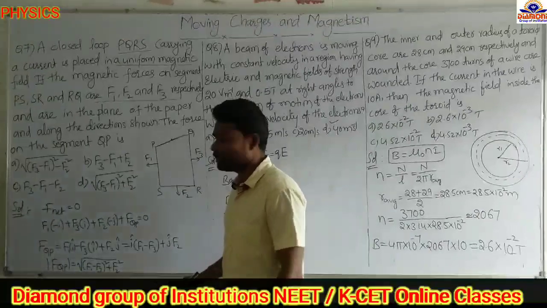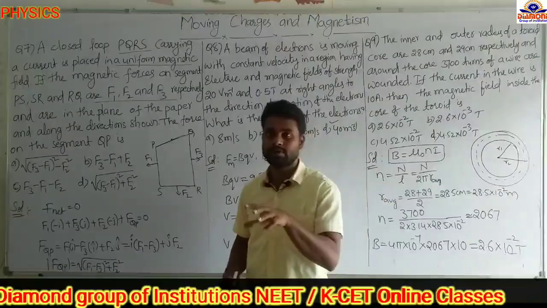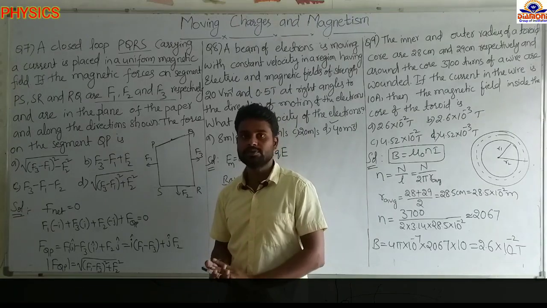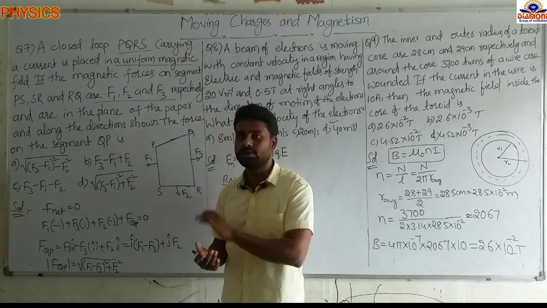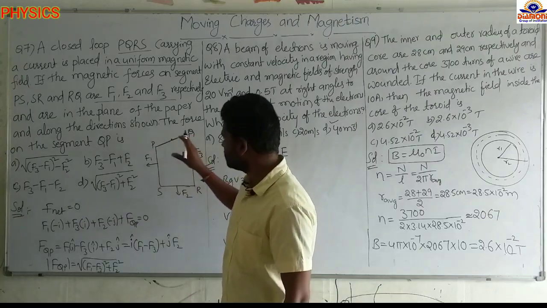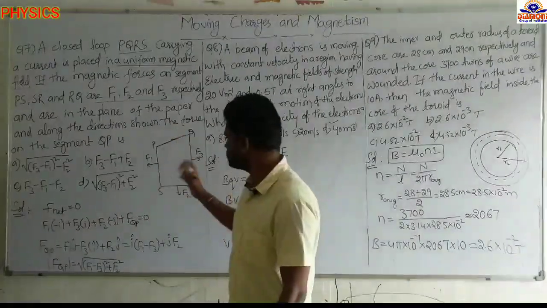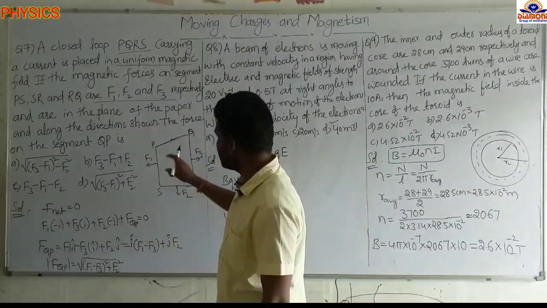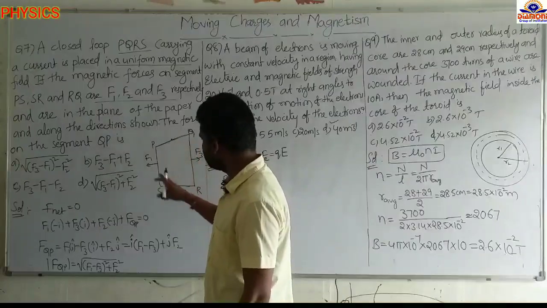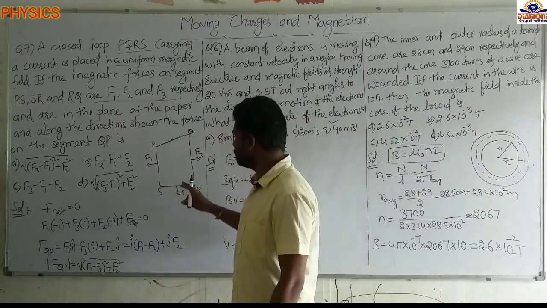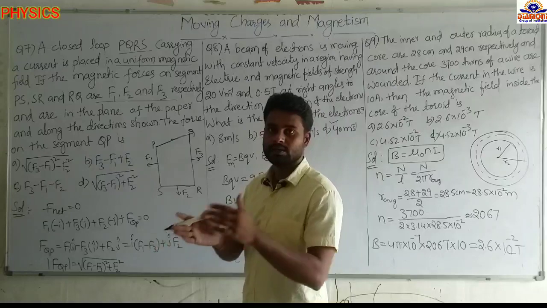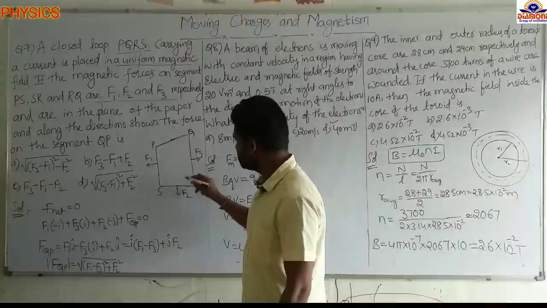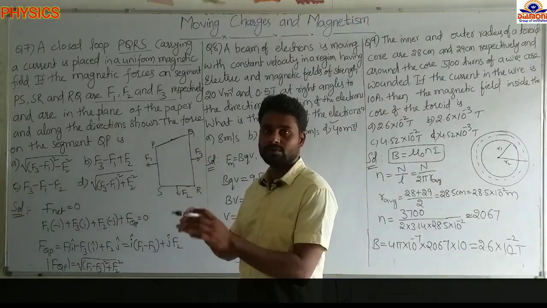One thing, listen here. If we keep any closed loop in a uniform magnetic field, the net force acting on that loop is equal to 0. That means the net force acting on this loop is 0, so these forces will be cancelled out and the net force will become 0. But they are asking what is the force acting on this one. So the sum of the forces due to these segments must be equal to 0. Net force equal to 0, so force due to this one, this one, this one and this one equals 0.